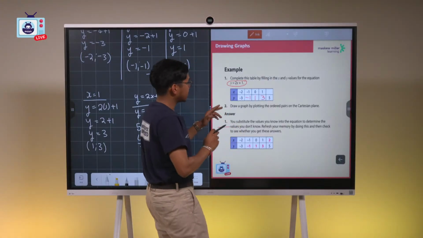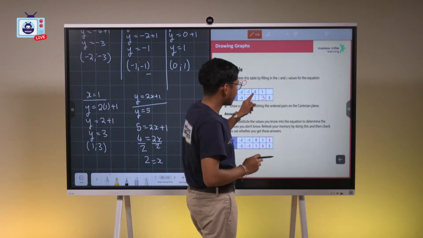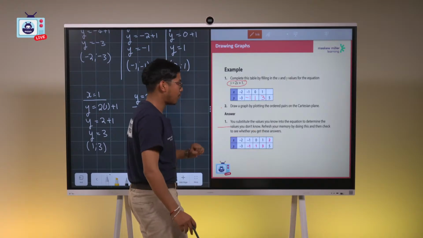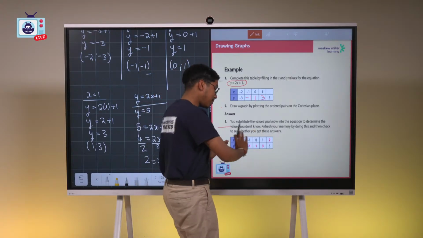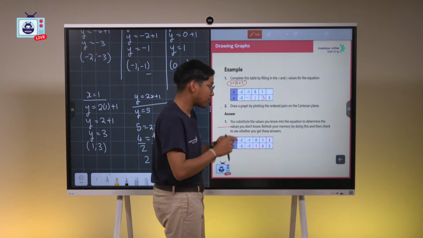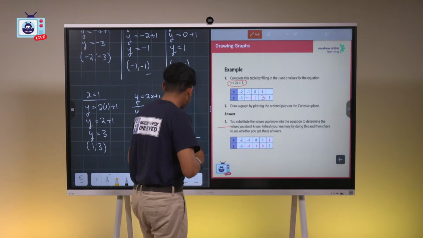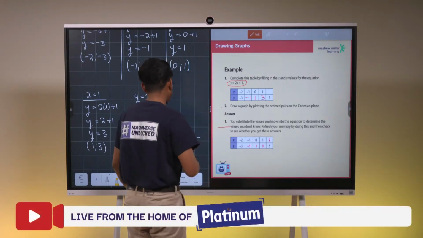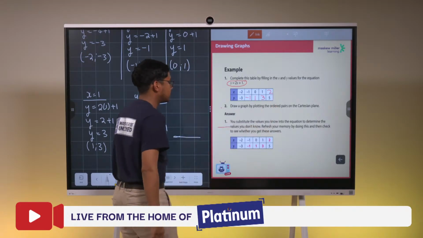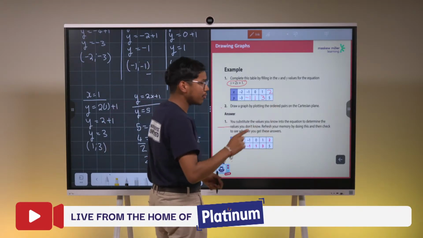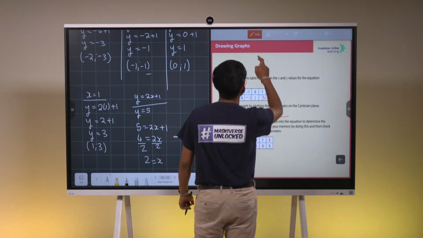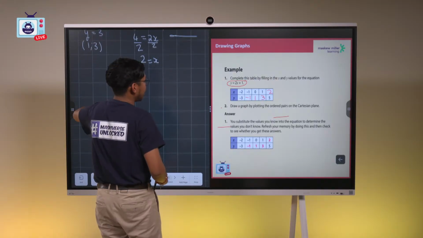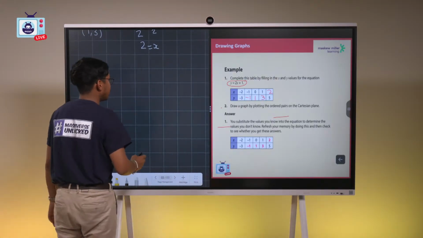So the next question says, draw a graph by plotting the ordered pairs on the Cartesian plane. So this is just the first step to our answer. We need to complete this table correctly before we are able to plot our points. If we just substitute one thing wrong, it's going to affect our entire answer. I'm going to put a 2 in there so we know how we got our 2. All right, so I'm going to go to the next slide, and I'm going to show you exactly what they have done, right? So I'm going to draw it here so we can see both.